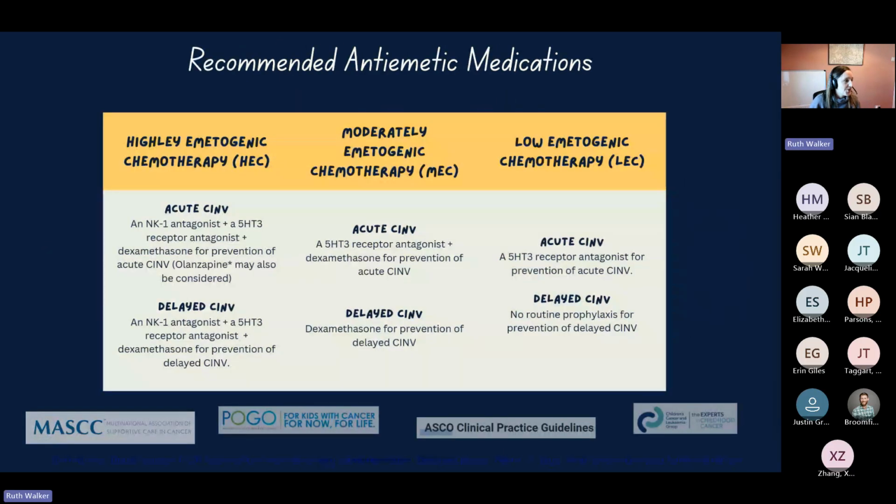This is a summary of what those clinical practice guidelines recommend. You don't need to know the full details of this. It's just to highlight a couple of things. Firstly, these anti-sickness medicines are often given in combination with one another, and they're recommended depending on the chemotherapy that you receive. Emetogenicity refers to how sick the chemotherapy would make you in the absence of prophylaxis.